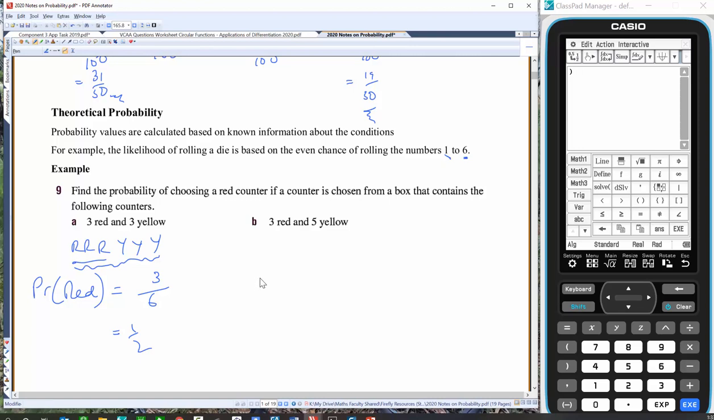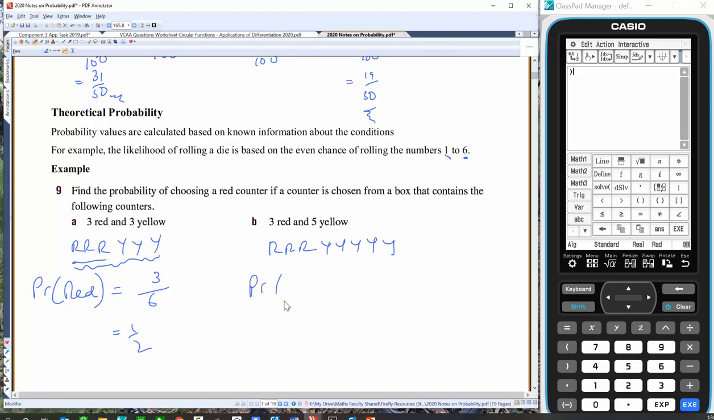Now, does that mean that if I take a counter, note its color, put it back in and do that 6 times, that I'm going to get 3? Not necessarily. In fact, you could do this 6 times and it just so happens that you would get 6 red counters. But this is the theoretical probability. Remember, theoretical and what actually happens don't line up often unless you do it lots and lots of times. All right, this one here, we got 3 red and 5 yellow.